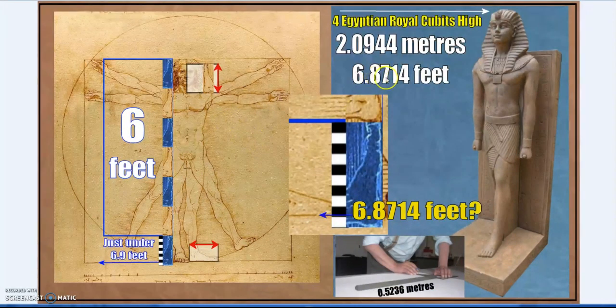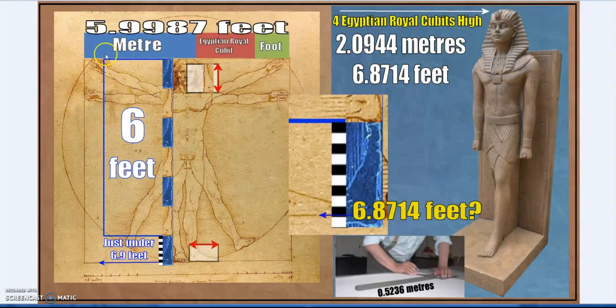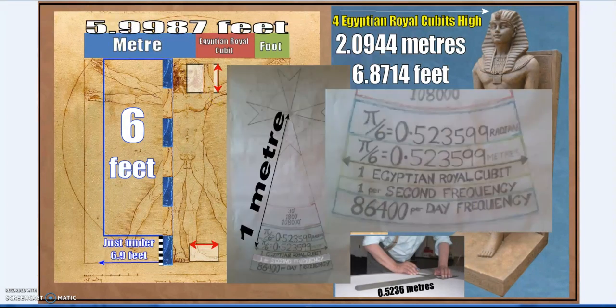Now this will come back to that the actual Vitruvian Man is closer to 6.9 feet, and that 6.87 or 6.9 English feet is equal to 4 Egyptian royal cubits. So the ideal Egyptian man, being 4 royal Egyptian cubits high, is described by this particular system in Vitruvian Man. Now, 6 English feet, so 1 meter plus 1 Egyptian royal cubit of pi over 6 meters plus 1 English foot equals 5.9987 feet.